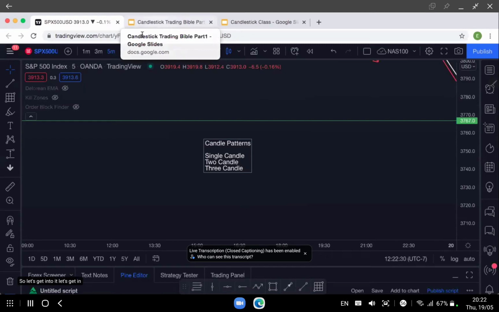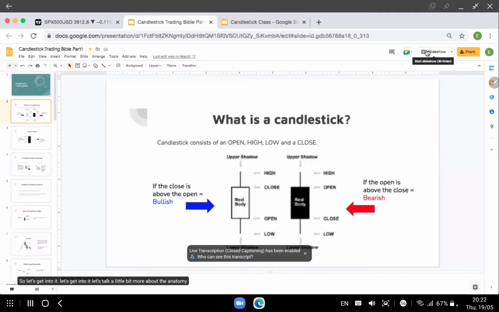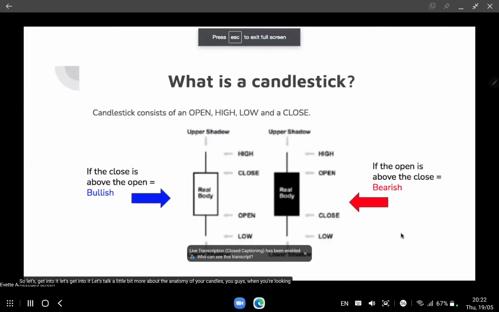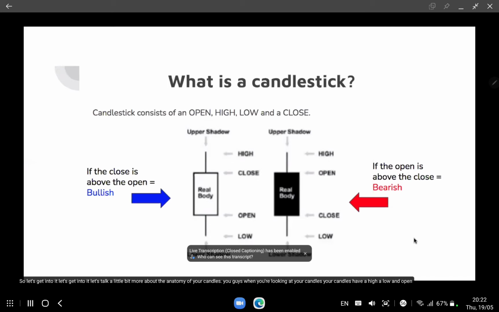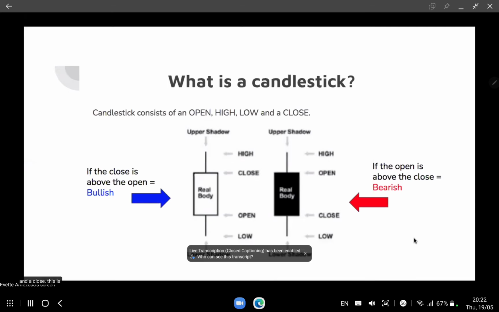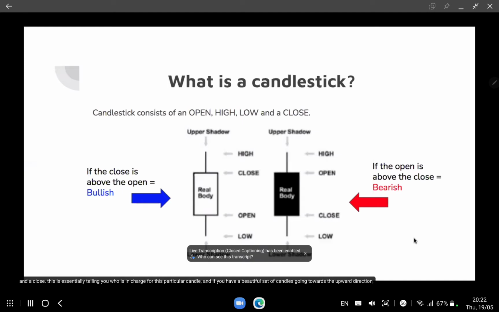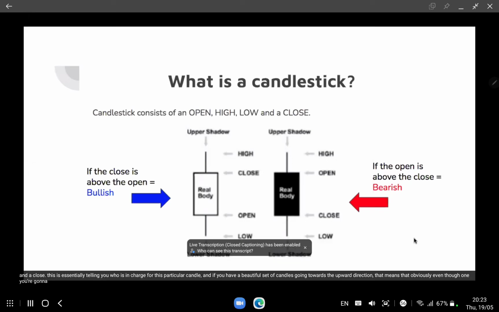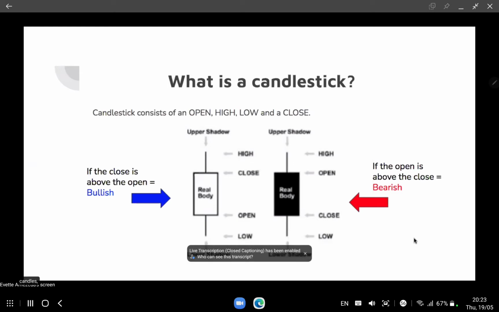Let's talk a little bit more about the anatomy of your candles, you guys. Your candles have a high, a low, an open, and a close. This is essentially telling you who is in charge for this particular candle. If you have a beautiful set of candles going in the upward direction, even though one of your candles might be red, the overall direction is to the upside. So your buyers technically have that power, right?